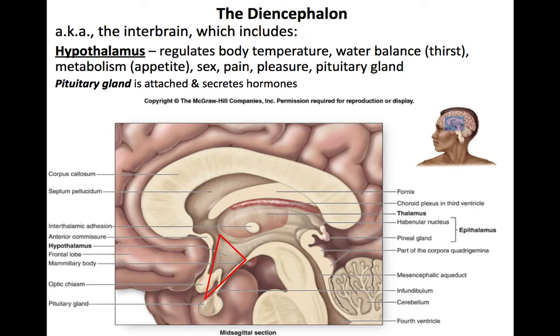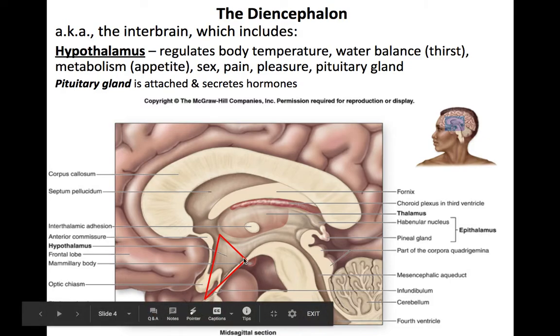The hormones that the pituitary holds can also regulate metabolism or appetite. It can regulate sex and pain and pleasure. But the pituitary gland is just a holding sac. What actually triggers the pituitary to release hormones at the right time? It's this region here, the hypothalamus.